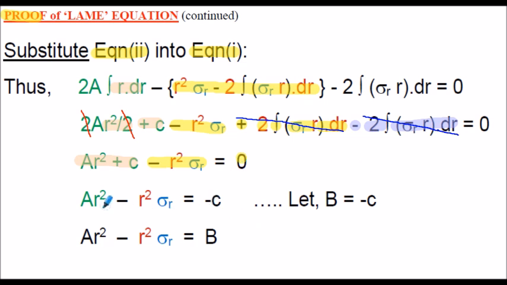What has happened on the next line is I've subtracted the constant c from both sides of the equation, getting negative c on the right-hand side. And now I'm going to let capital B equal negative C, just replacing one constant symbol for another. So from this integration process, we end up with the equation ar squared minus r squared sigma r is equal to B. Note that both A and B are constants.